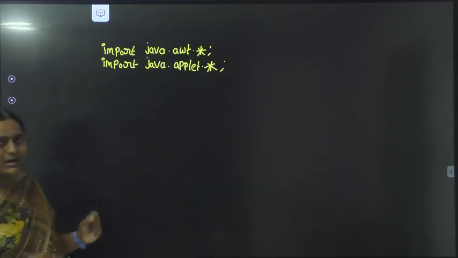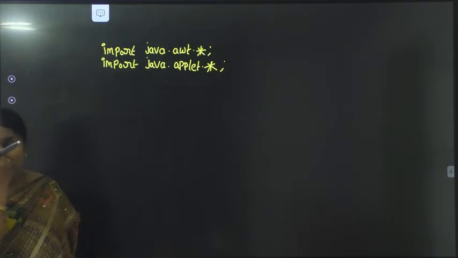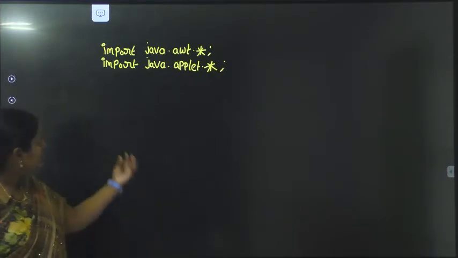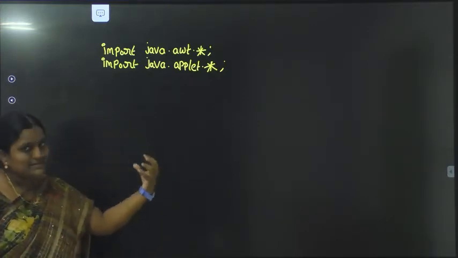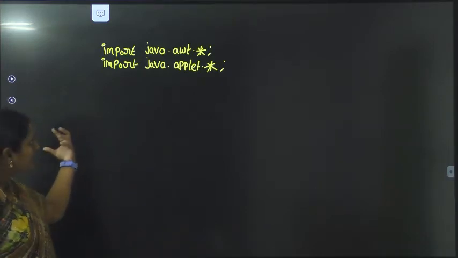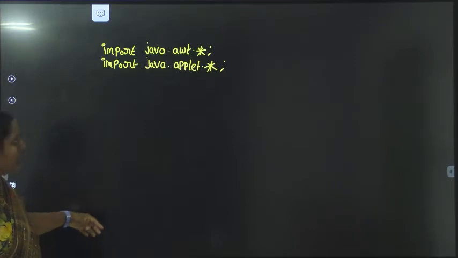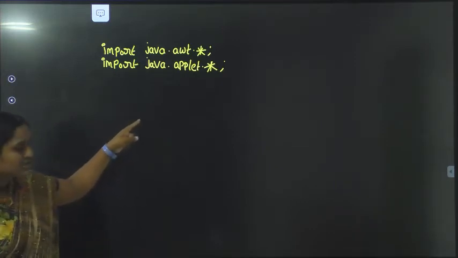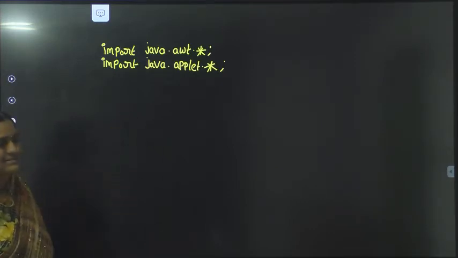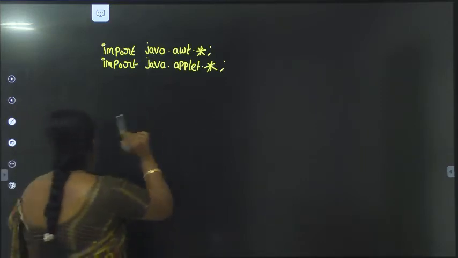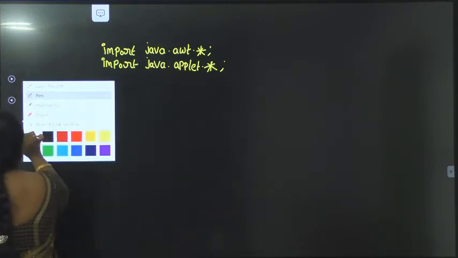Already you know the functionality and importance of the import keyword. The import keyword makes the classes belonging to the corresponding package available in our programming. So import java.awt.* means all classes; star represents all classes.